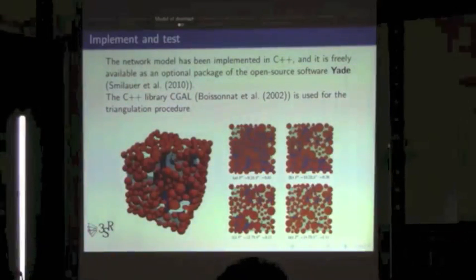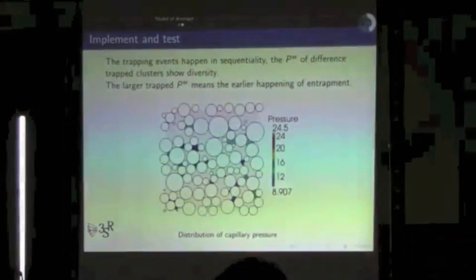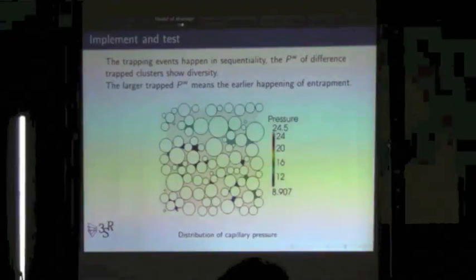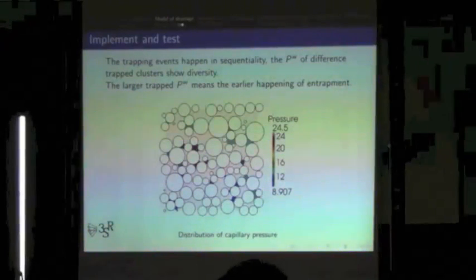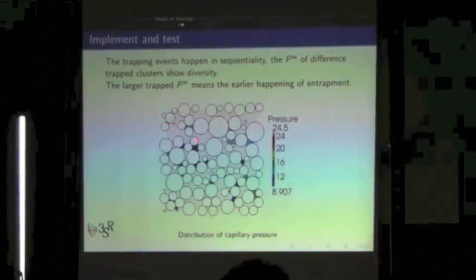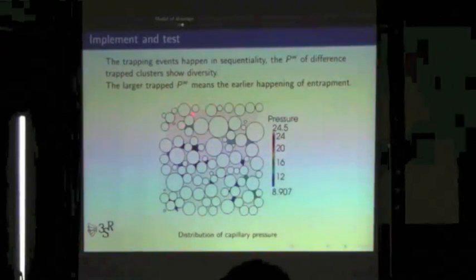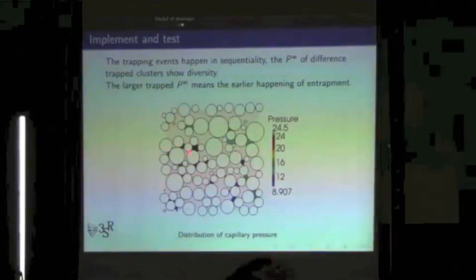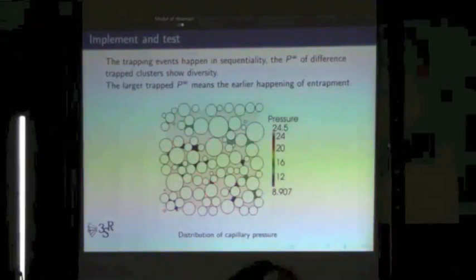So this is our model, and because the disconnect events may happen at different times, which means we have different clusters of the trapped wetting phases. But at different times the wetting pressure is different, which means we have a local wetting pressure that's different. And we get a model.